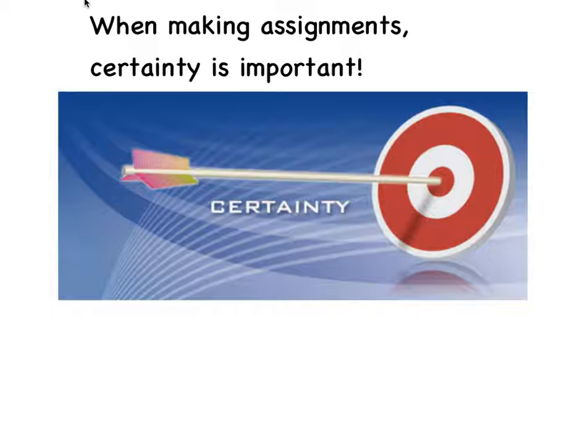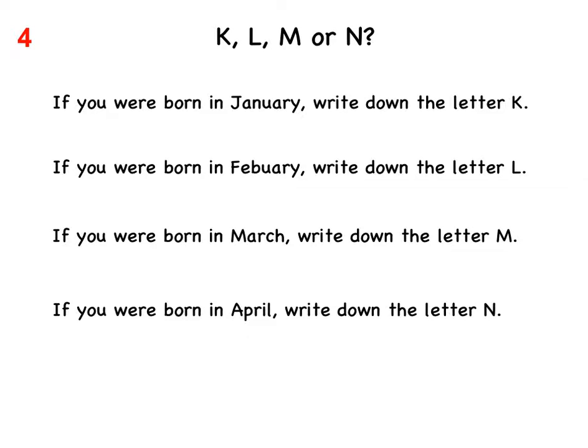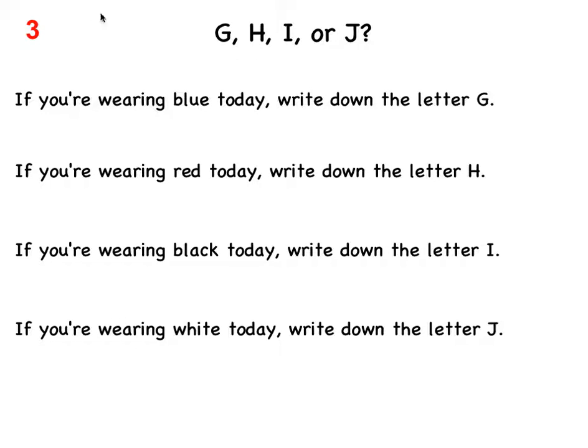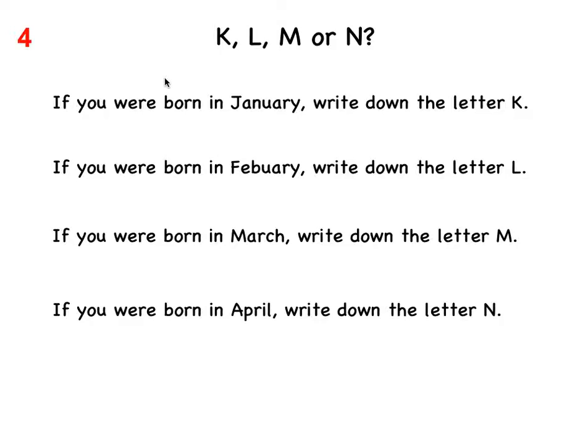Well, you should have realized that for the first 2 assignments, it was really obvious what letter to pick. But when you got to the third, what if you weren't wearing blue, red, black, or white? What letter did you give yourself? What if you were wearing blue and red? Then what letter did you pick? That's a problem. For number 4, what if you were born in May? What letter did you give yourself? That's an issue as well.